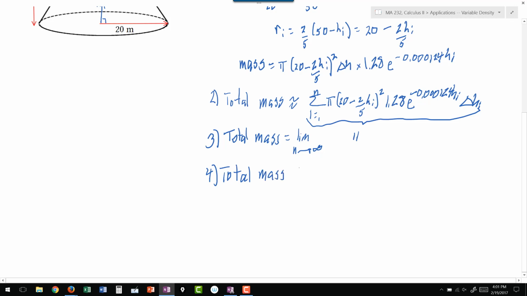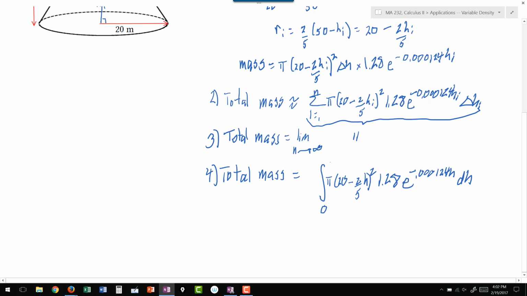Next, we recognize that what we have done is in fact write down a Riemann integral. So inside the summation is where we find the function we're integrating. That's (20 minus 2/5 h) quantity squared, and then the mass density function. The delta h i becomes dh.